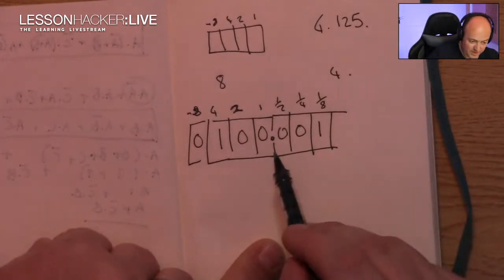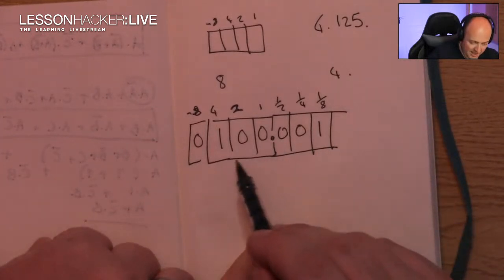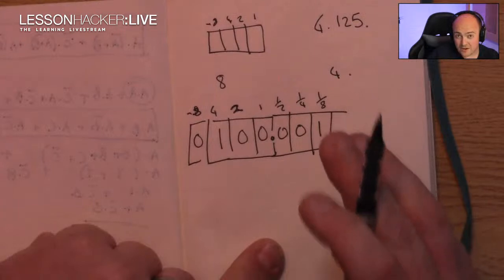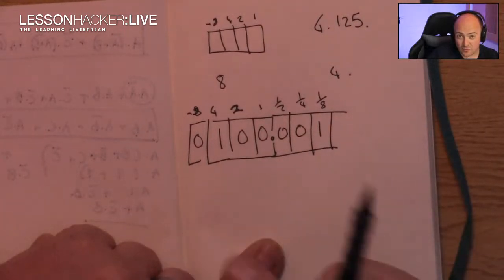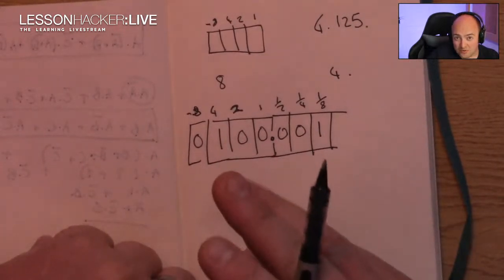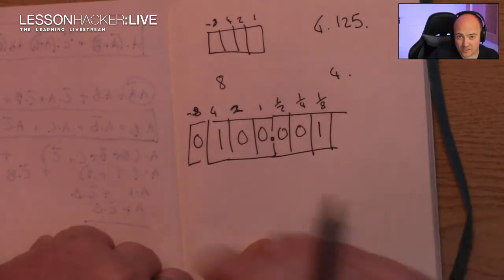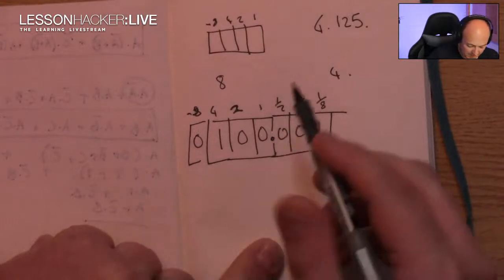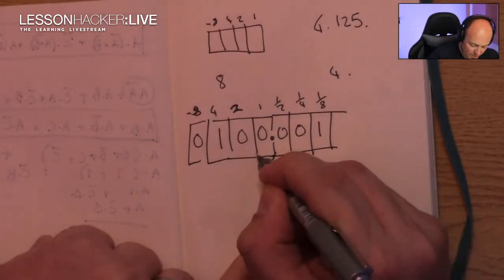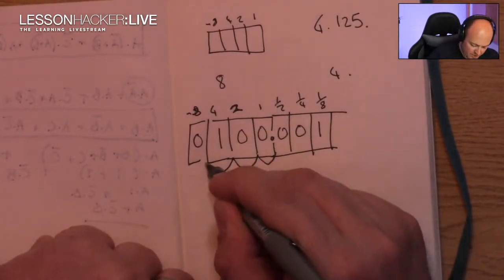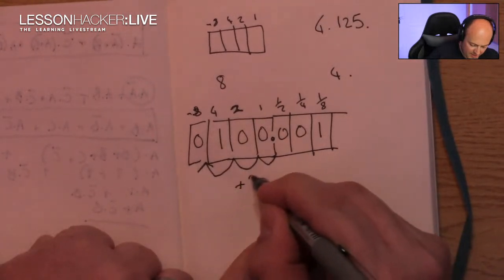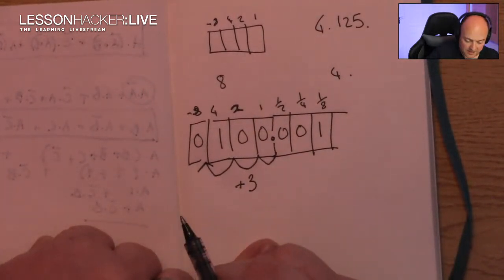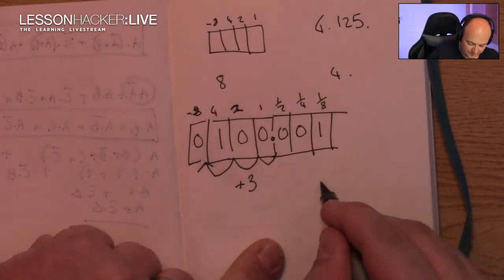So what we need to do is work out how many spaces this needs to jump to the left to get it into normal form. Normal form for a positive number is 0.1 something. Normal form for a negative number is 1 point something. This is a positive number. I need it in 0.1 something. So I'll be jumping 3 places. So I need to represent +3 in my exponent.